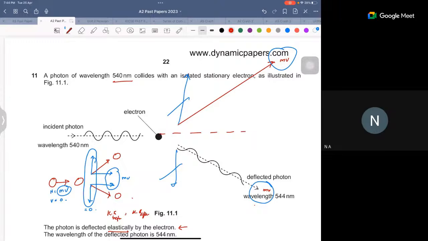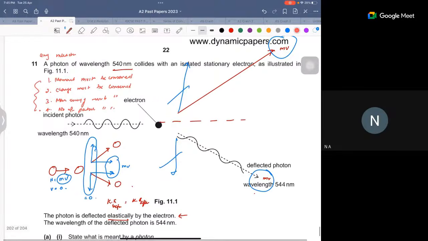Okay, so this should be something you guys should always keep in mind. In any interaction, I need to teach you some of the AS here. A couple of things that you need to remember. In any interaction, momentum must be conserved, because otherwise the law of conservation breaks. The other is charge must be conserved. The third thing is mass energy must be conserved. And the fourth thing is number of particles must be conserved. So these are the four fundamentals that must be upheld if any interaction happens anywhere in the world. All right, so this must be true.